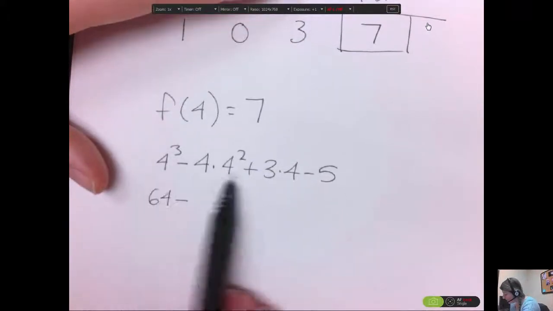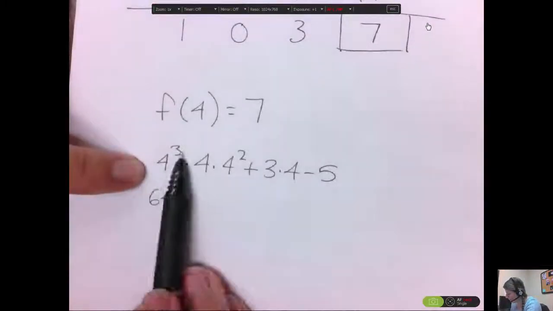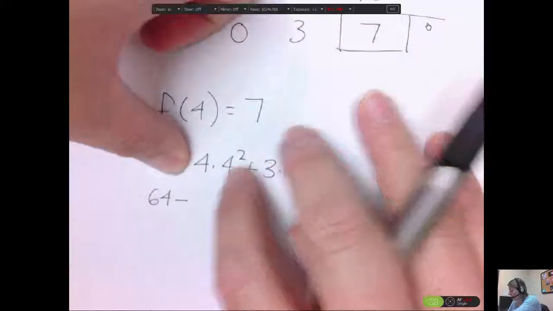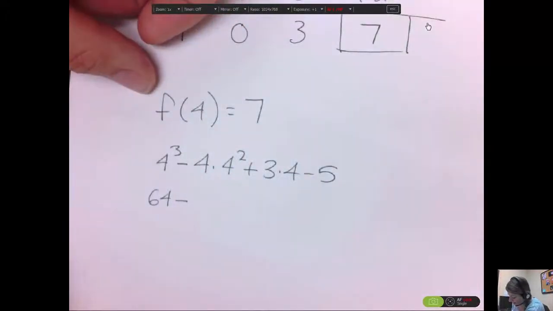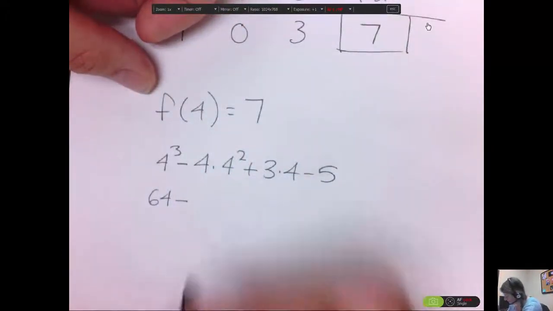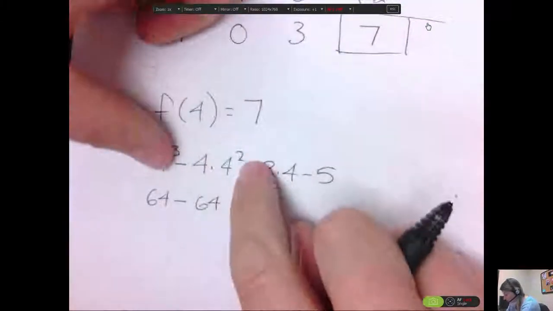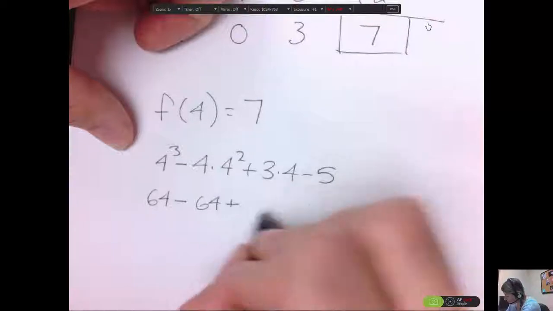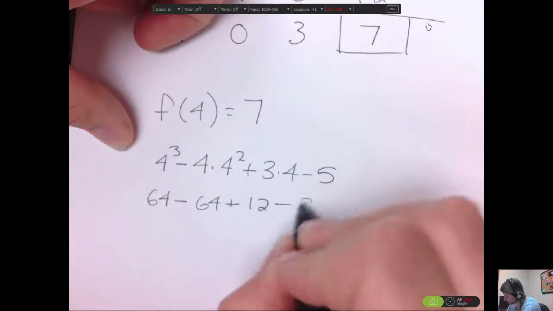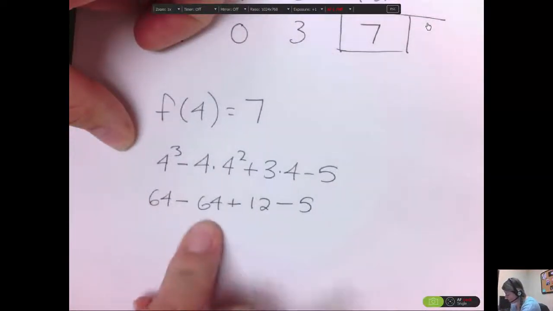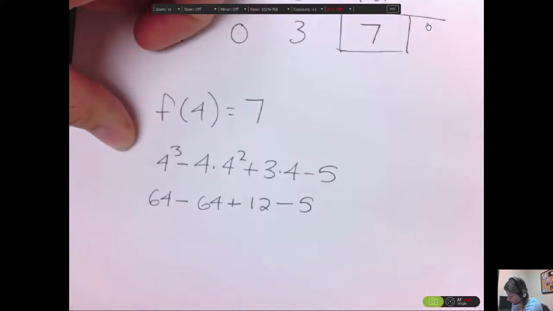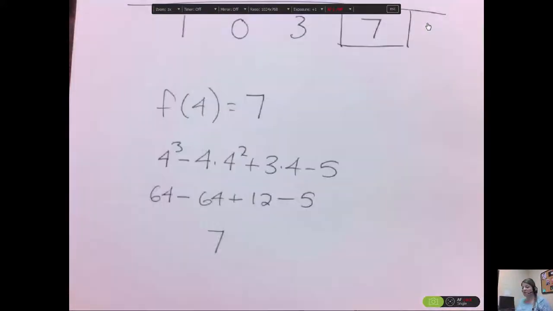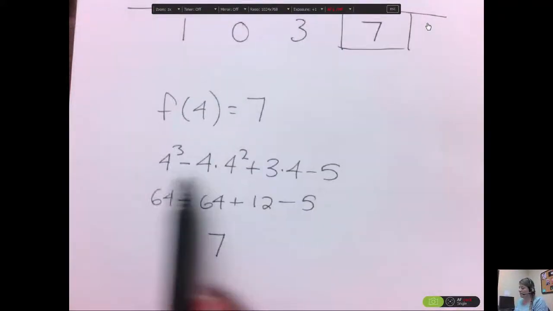Okay, so I plugged in all my numbers. So I have 4 to the third is 64. This is my next term here, and I have to do the square first. So 4 squared is 16, and then 16 times 4 is going to give us a 64 in that term right there. Okay, then bring down this plus sign. 4 times 3 is 12 minus that 5. Now 64 minus 64 is 0. What is 12 minus 5? It's going to give me 7. So I got the same answer by substituting in the 4.